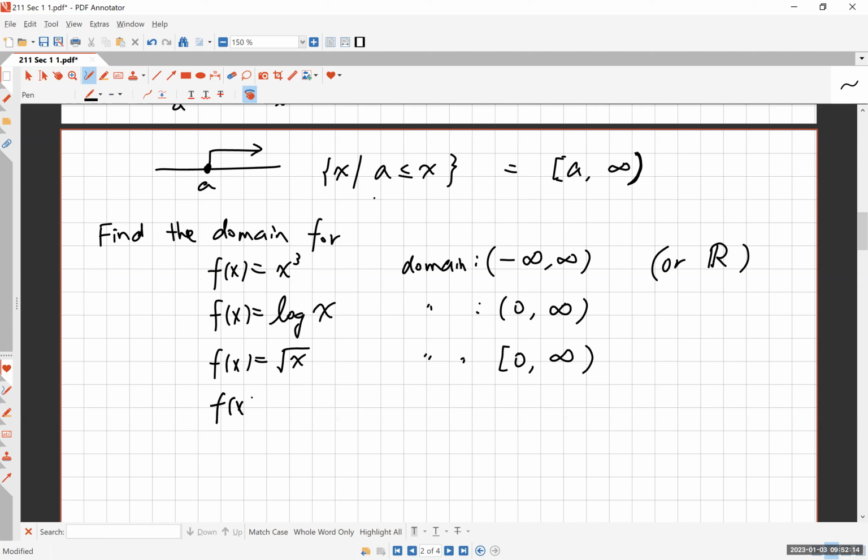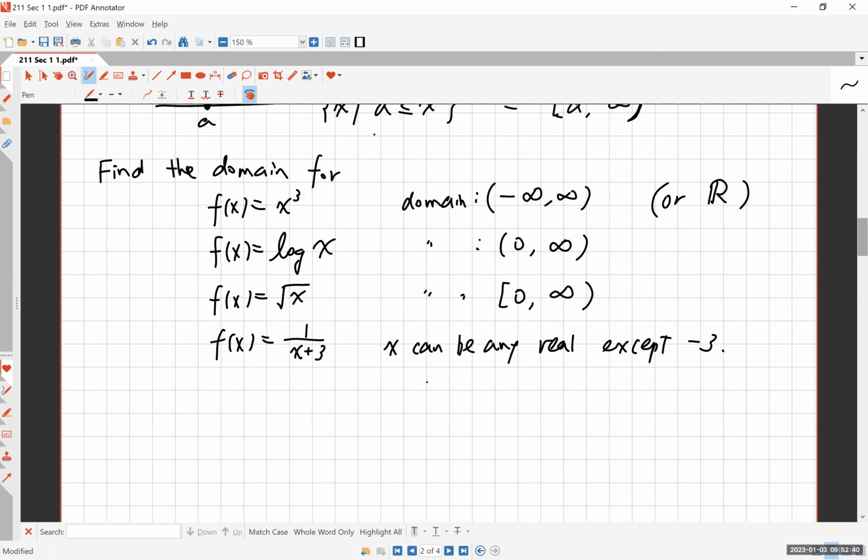Oh yeah, by the way, what happens if you have 1 over x plus 3? This means x can be any real except -3. You could say x is not equal to -3. That's one way to write that. You could also use interval notation like this one: -infinity to -3, as long as you don't include -3, and you can have any number between -3 and infinity.